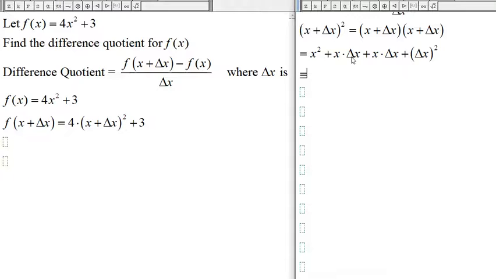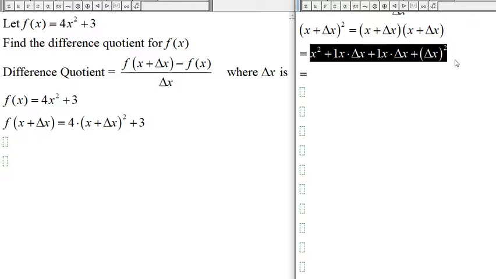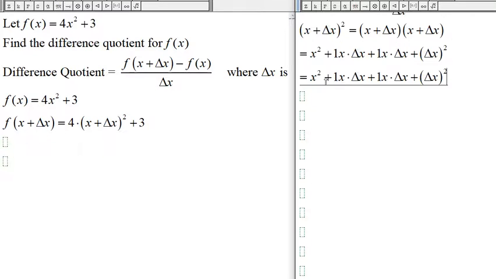And then this term, the term x delta x, and this term, they are like terms, so we can combine them. And so think of this as 1, there's nothing here, and this is 1. So here we have 1x delta x plus 1x delta x, so this becomes 2x delta x. Once again, this is 1x delta x, this is 1x delta x, and so combining them, we get 2x delta x.